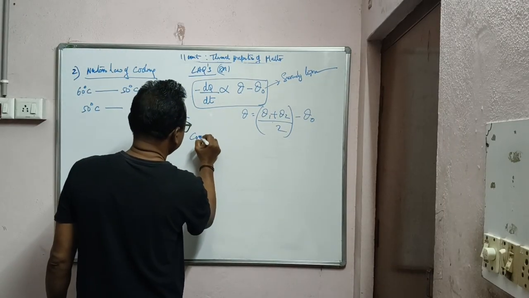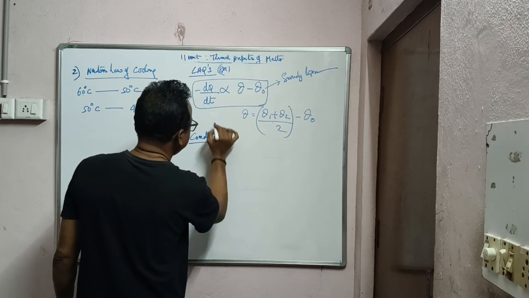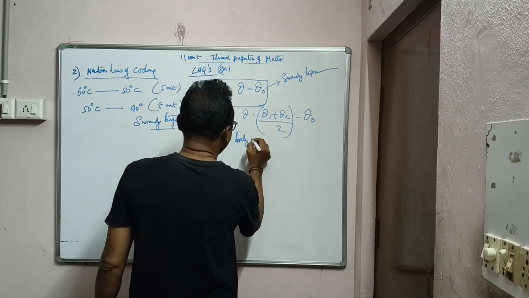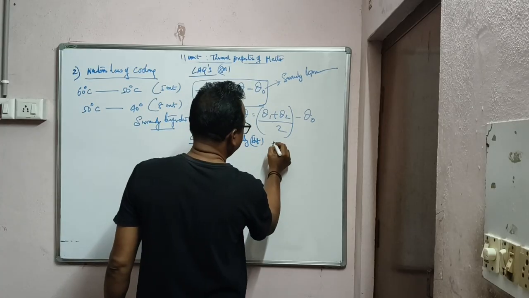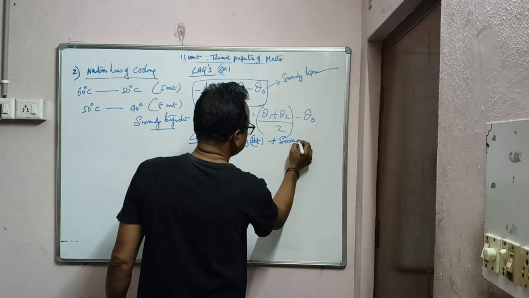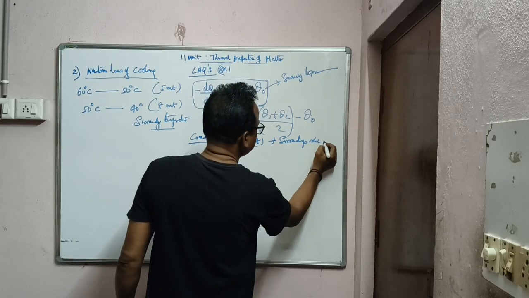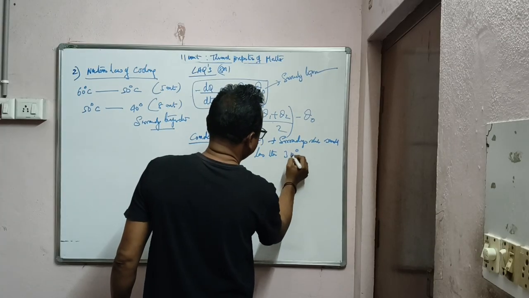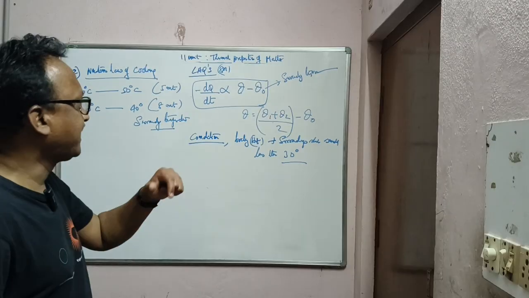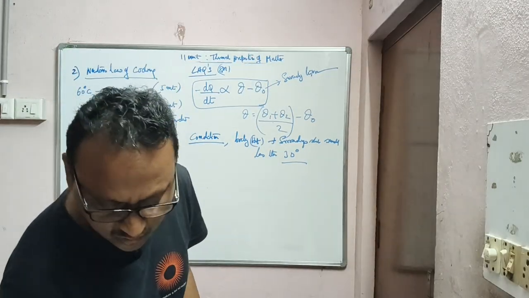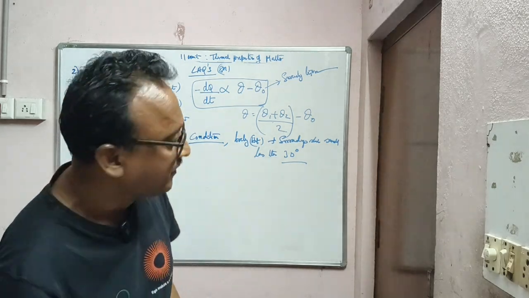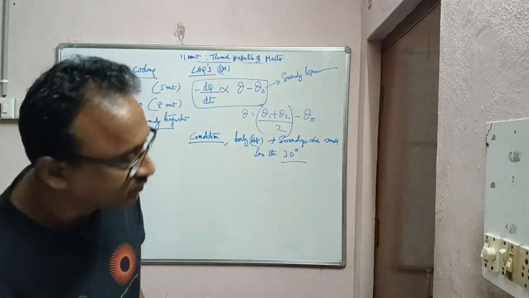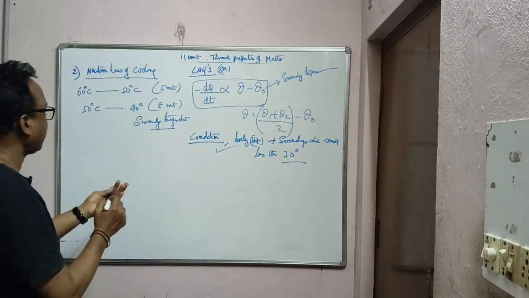He asked for the conditions. What is the condition under which this is applicable? The temperature difference between the hot body and the surroundings should be small, that is less than 30 degrees. That is the main condition to apply Newton's law of cooling. It should be less than 30 degrees. The temperature difference between the hot body and surroundings should be small, less than 30 degrees. This is the condition. Shall we come to the problem?